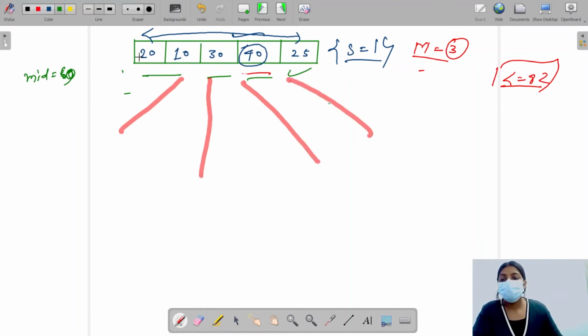Okay. So first I allocate this book to my first student, these two books to my second student, and these three books to my third student. That is going to be 30, 40 plus 70, 25, which is equal to 95.